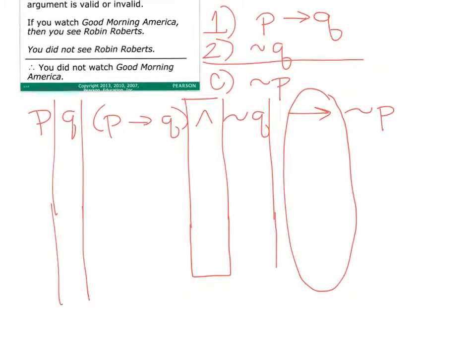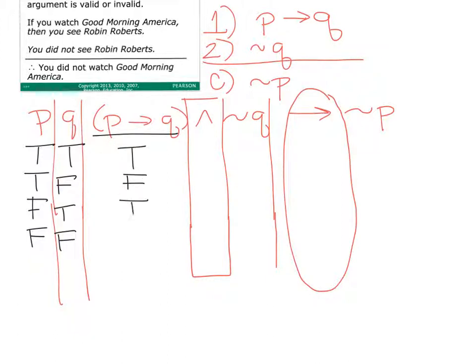Okay, so let's try this. So if we have two statements, statement P, true, true, false, false. Statement Q, true, false, true, false. Now you'll have to find the conditional, if P, then Q. So remember, the only time if then is false is if you get a true, false. Every other time it's true. Then you'll have to find your negation of Q, false, true, false, true.